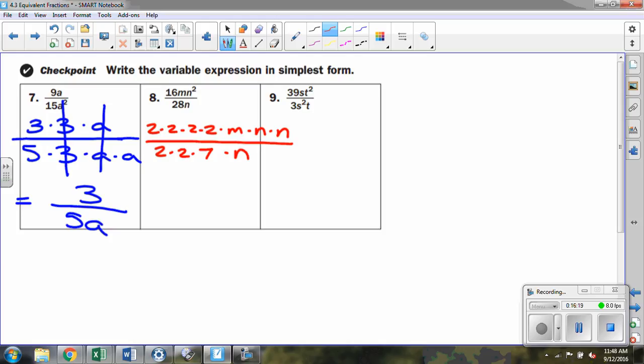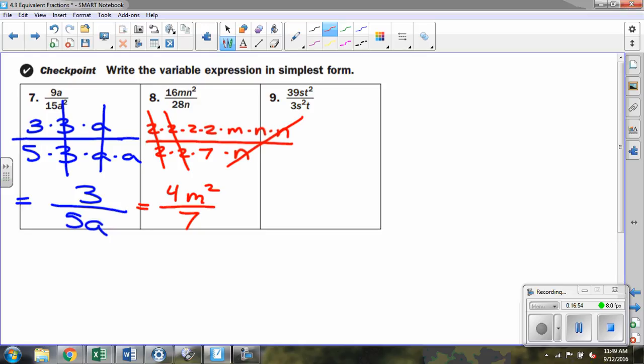What simplifies? Of course, we have a pair of 2's, another pair of 2's, a pair of n's, and what's left? Well, 2 times 2 would be 4. M times m is m squared, and then there's a 7 in the denominator. We've simplified our fractional monomials. We're done.